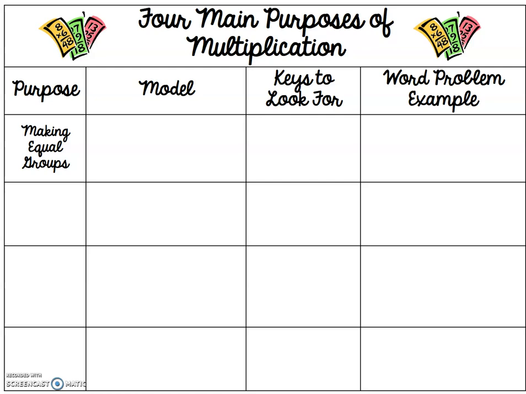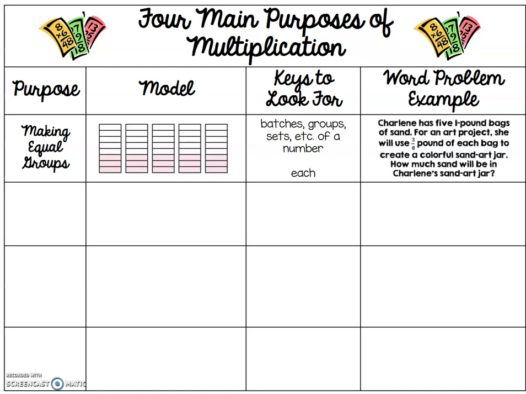We can tell that we need to use multiplication when we see phrases like batches or groups or sets of a number. We also often see that keyword each, which tells us that the groups are equal size. We might see word problem examples like this. Charlene has 5 1-pound bags of sand. For an art project, she will use 3/8 pound of each bag to create a colorful sand art jar. How much sand will be in Charlene's sand art jar?